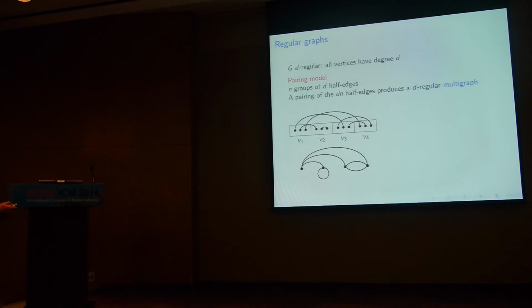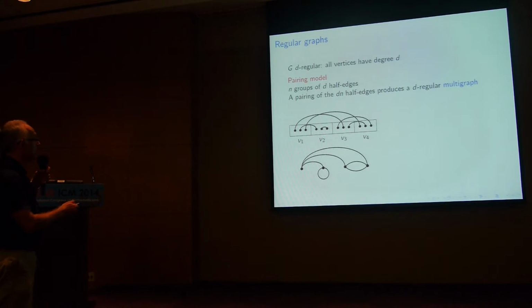What you do is you have n boxes, n groups, each of them with d half edges. These half edges are distinguishable, and the boxes are also distinguishable. This is the example n equals 4 and d equals 3. So you have in total dn, in this case 12 half edges, and you just pair them. You take a pairing or a matching of them. Here is one example. So this is paired to these, and this is paired to these, and this is paired to this.